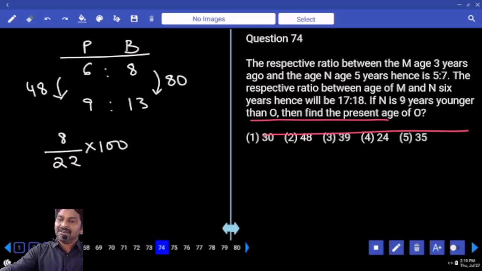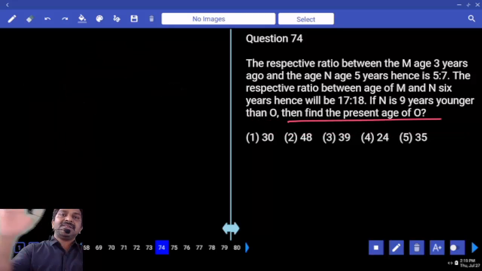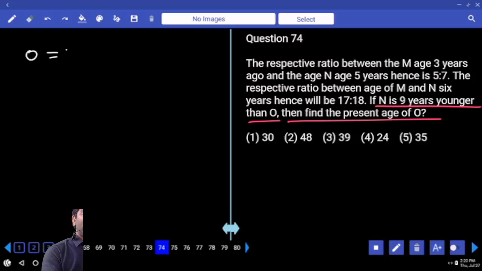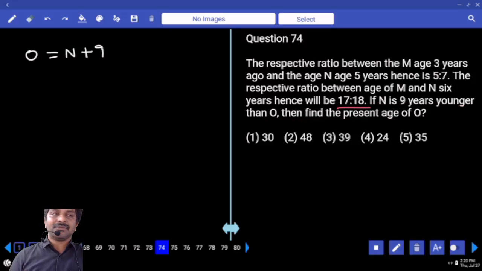The respective ratio between M's age 3 years ago and N's age 5 years hence is 5:7. The respective ratio between ages of M and N 6 years hence will be 17:18. If N is 9 years younger than O, find the percentage of O. Okay. Question is to identify O's age. If N's age is 9 years less than O, then O's age must be 9 years more than N only. Yes or no? And before that you have a ratio. The respective ratio between ages of M and N 6 years hence.